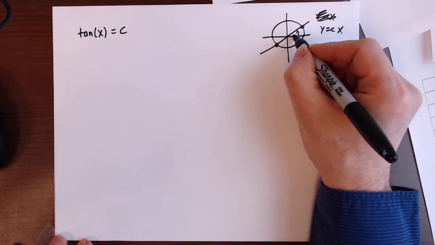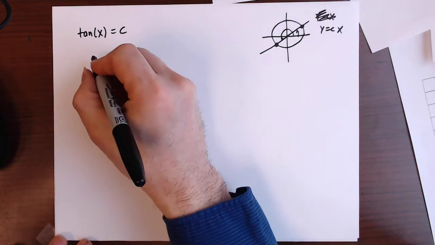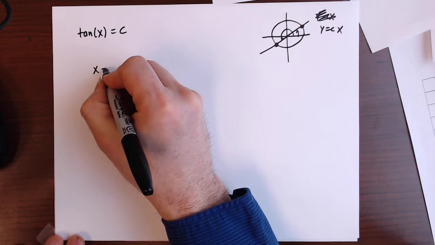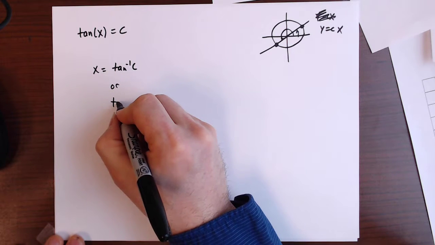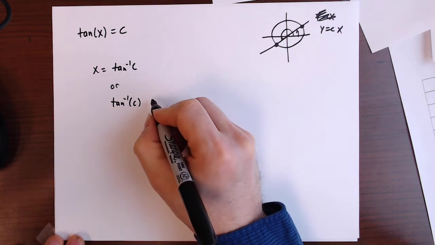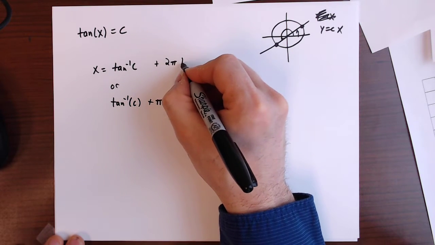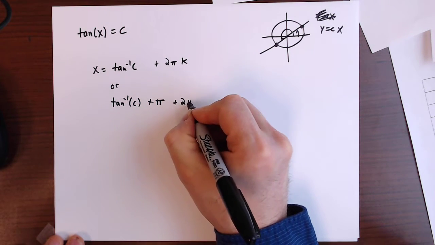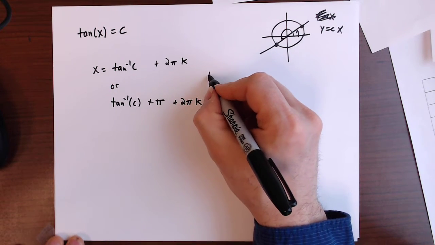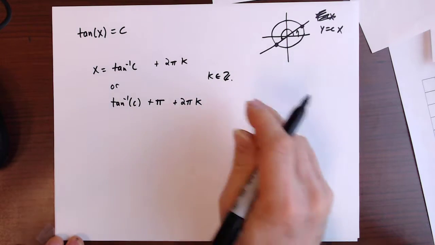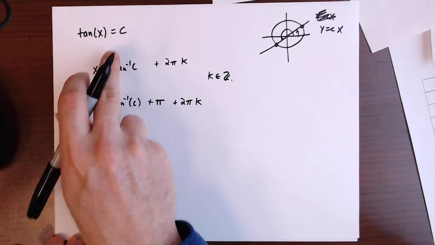Whatever this angle is, this angle here is going to be that plus another pi radians. So in general, the solutions here are going to be x equals the inverse tangent of c, or inverse tangent of c plus pi. And then if we consider all coterminal angles, we can add any value of 2 pi times k, where k is an integer. These expressions will give you all of the solutions to tangent of x equal to a constant.